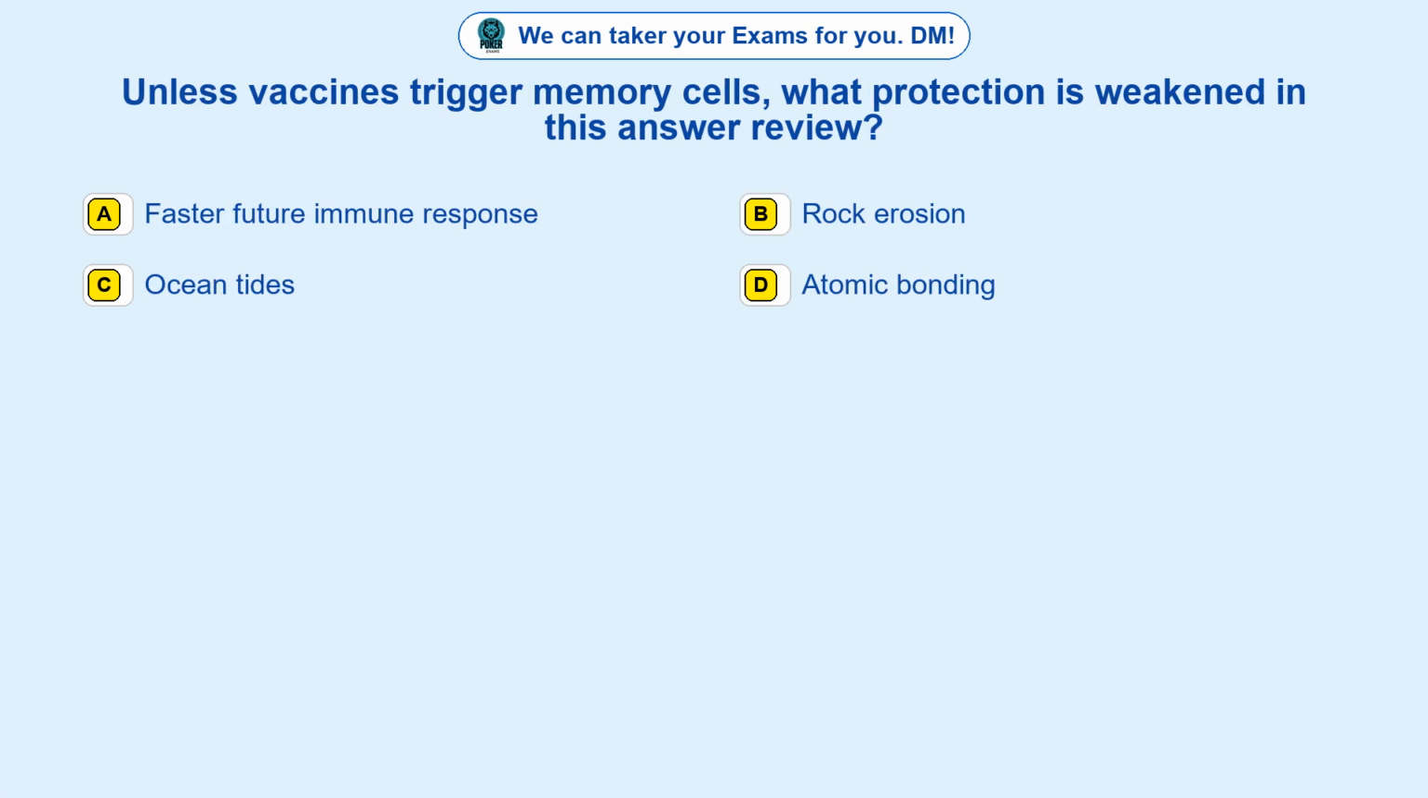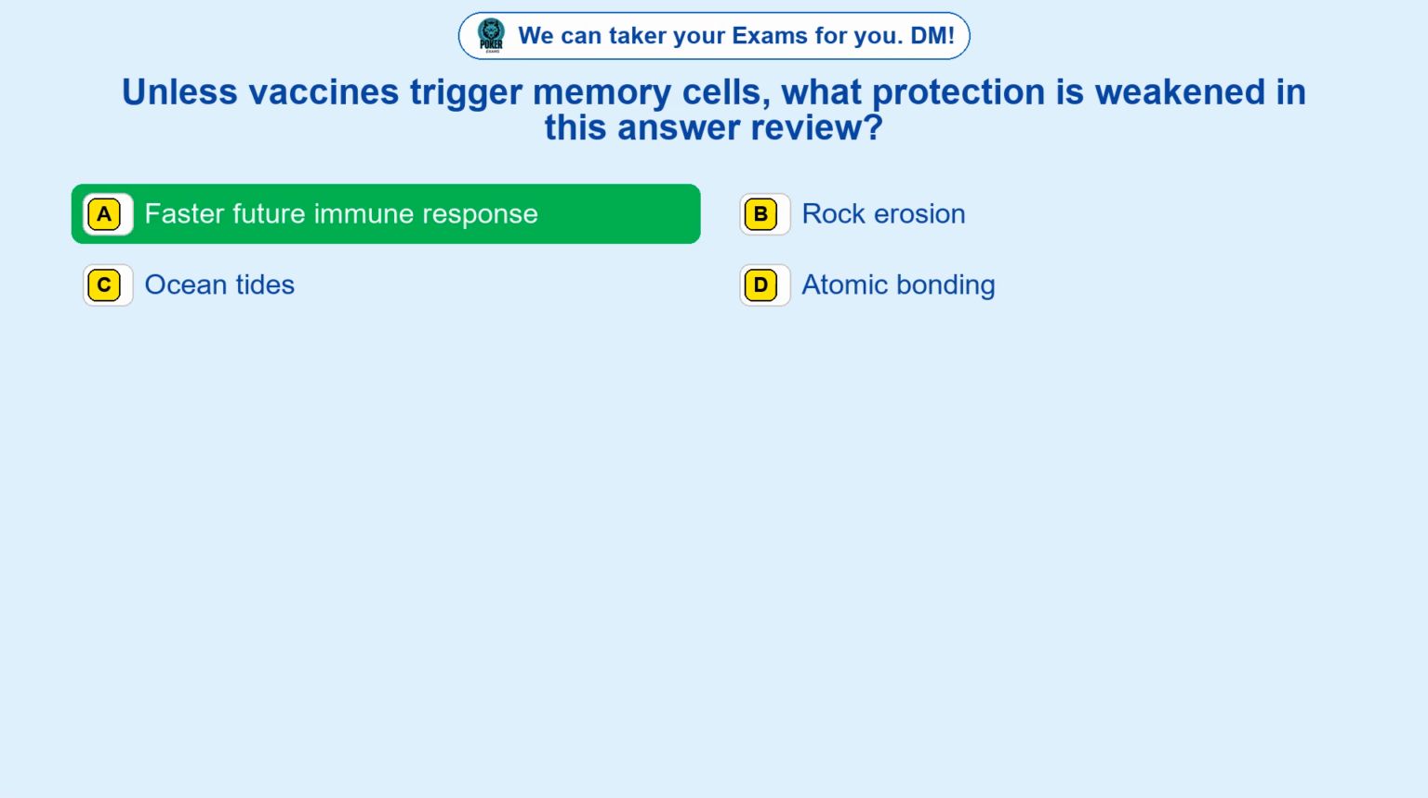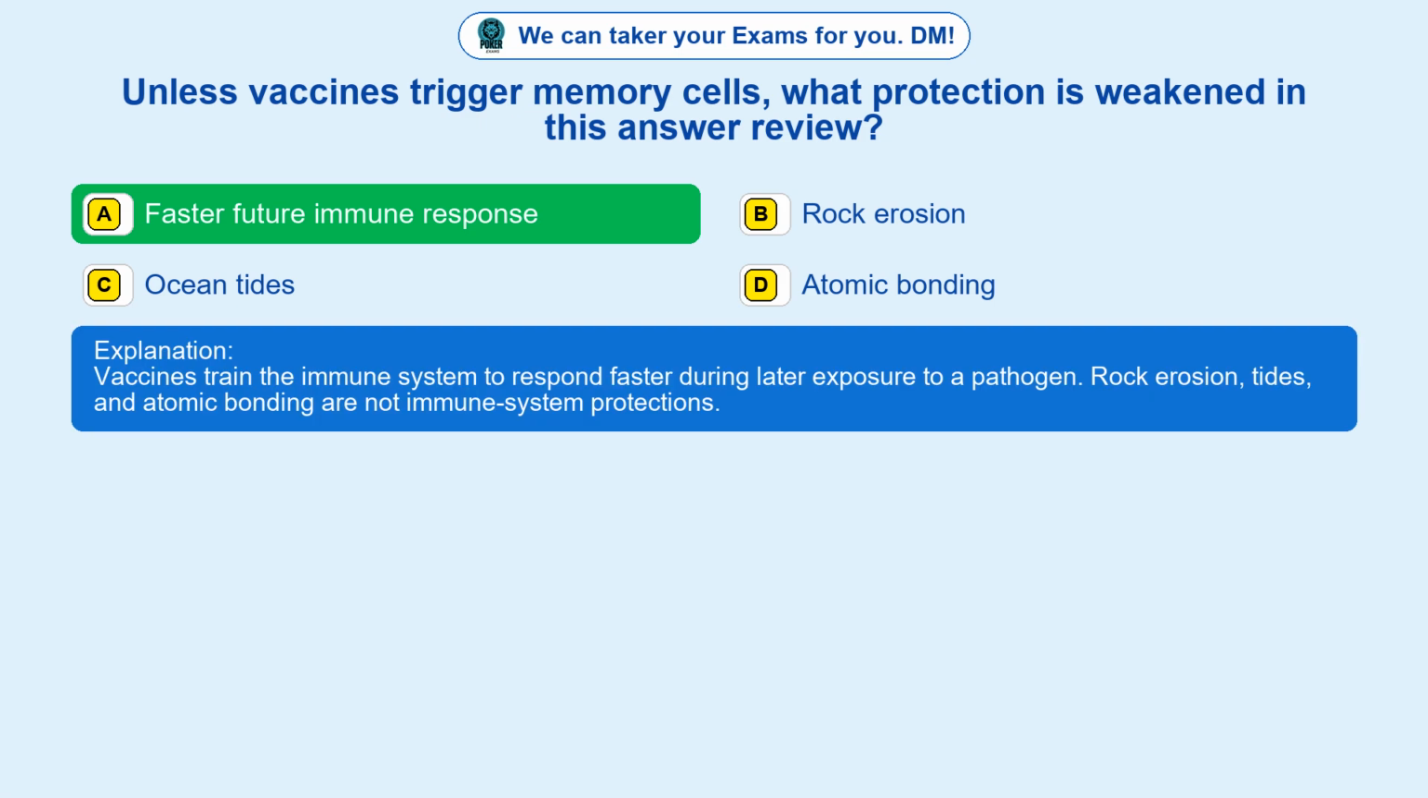Question 22. Unless vaccines trigger memory cells, what protection is weakened in this answer review? Option A. Faster future immune response. Option B. Rock erosion. Option C. Ocean tides. Option D. Atomic bonding. The correct answer is option A. Faster future immune response. Vaccines train the immune system to respond faster during later exposure to a pathogen. Rock erosion, tides, and atomic bonding are not immune system protections.